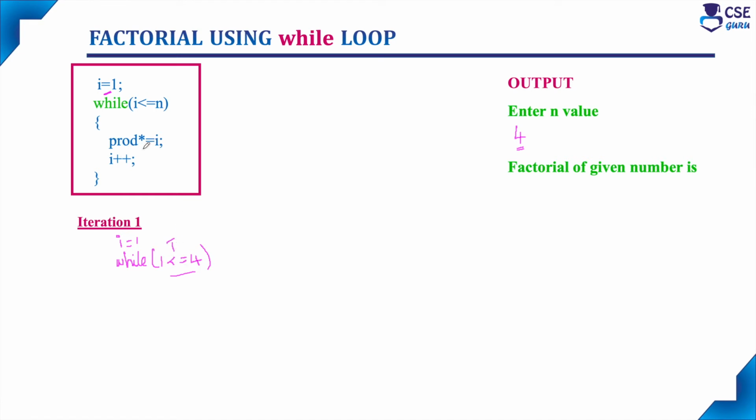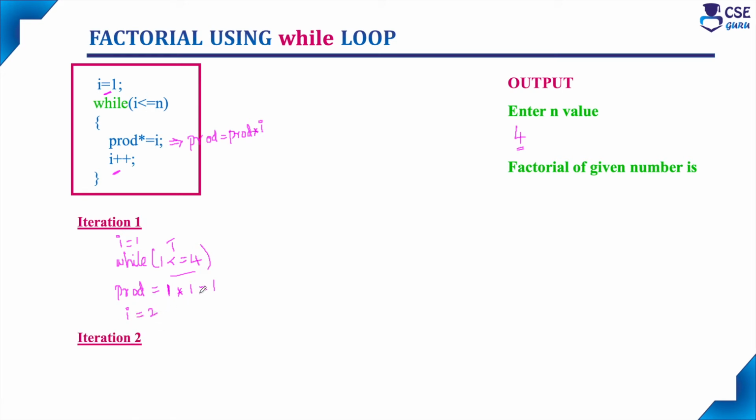Then find the product. product *= i is a shorthand assignment statement, and the equivalent assignment statement is product = product * i. Initially the product value in our program is initialized to 1, so 1 into the i value is 1. So here we get 1, and then increment the i value. If we increment it, i gets updated to 2.